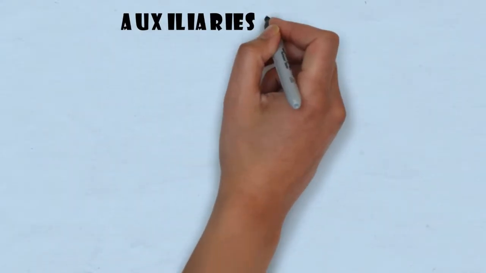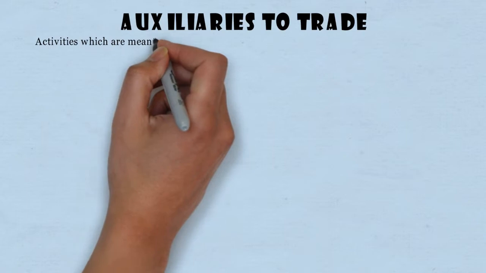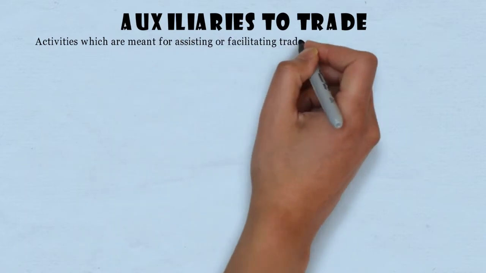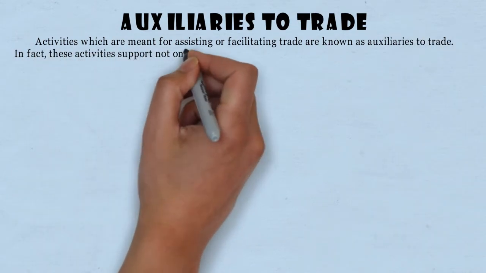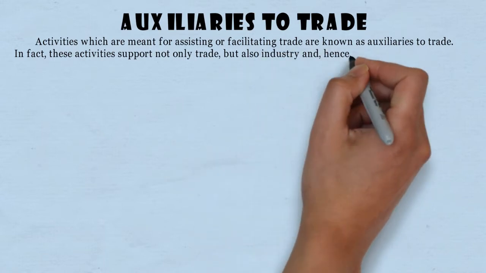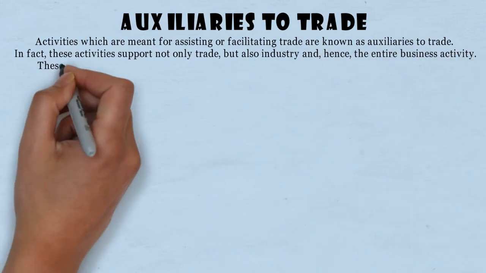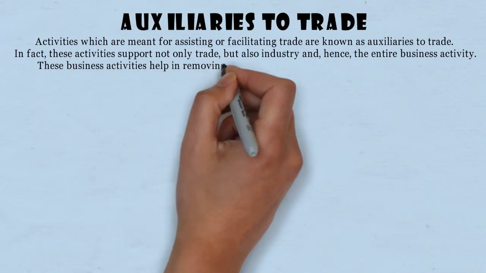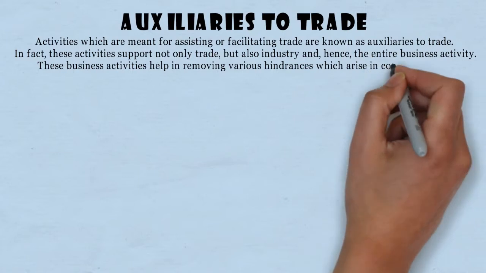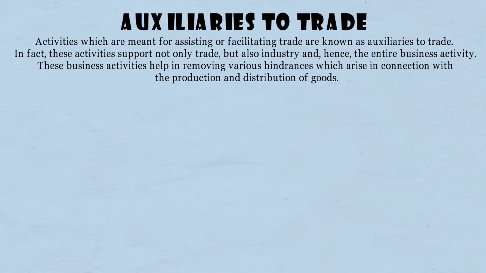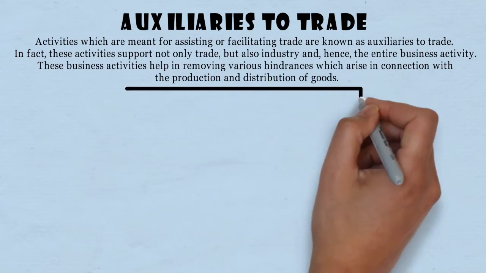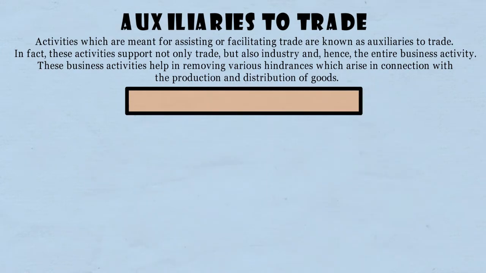Let's move on to our next topic, auxiliaries to trade. Auxiliaries means assistance. So those activities which are meant for assisting or facilitating trade are known as auxiliaries to trade. In fact, these activities support not only trade but also industry and hence the entire business activity. These business activities help in removing various hindrances which arise in connection with production and distribution of goods. Let's learn the different types of hindrances and how auxiliaries to trade help in removing such hindrances.